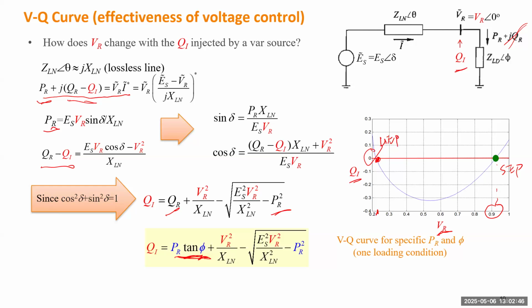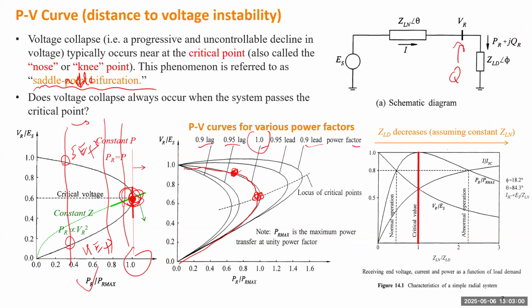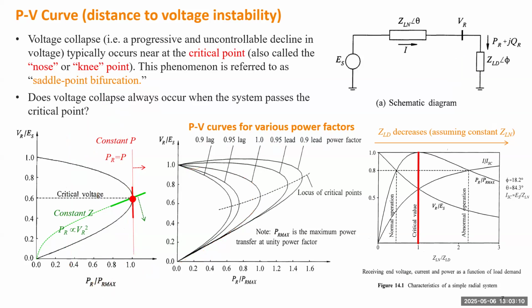If you solve the voltage at those two equilibrium points, they are the same as the two equilibrium points you can find from the PV curve. On the PV curve, if you determine some loading condition, you can also get the SEP and UEP, and those two should be the same as the 2 points we got from the VQ curve, because both curves describe exactly the same system.